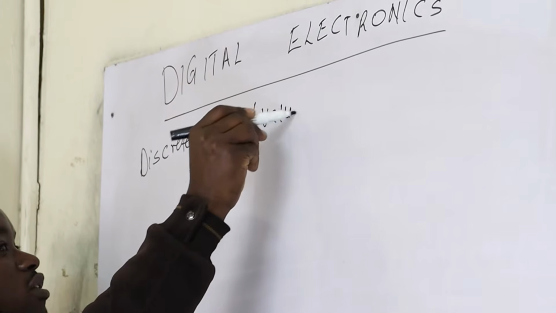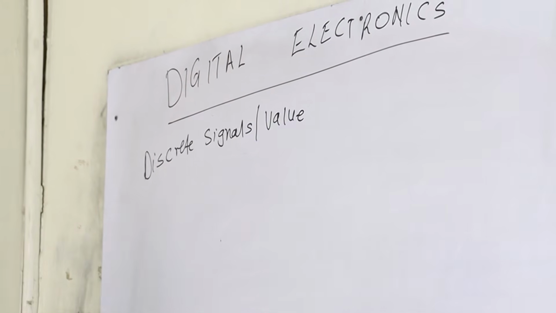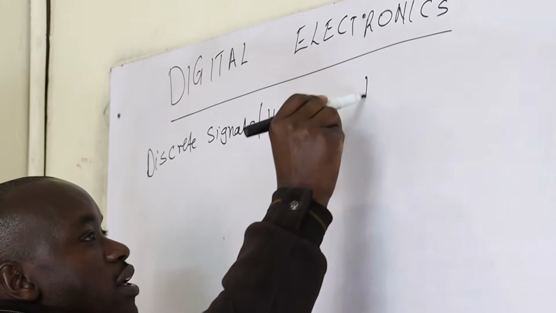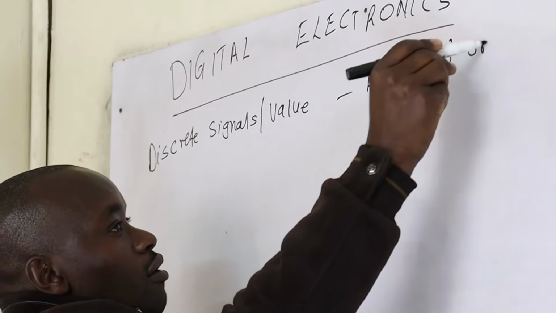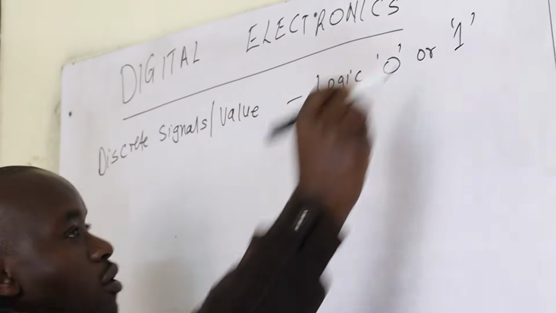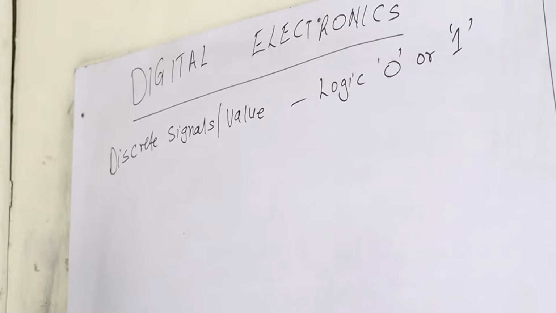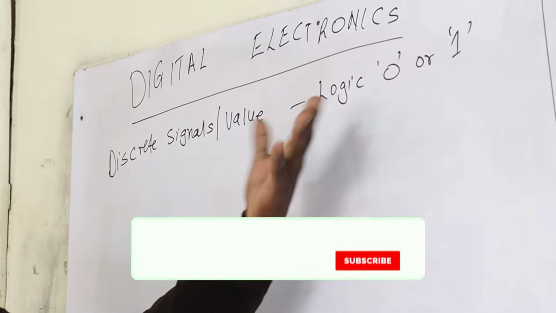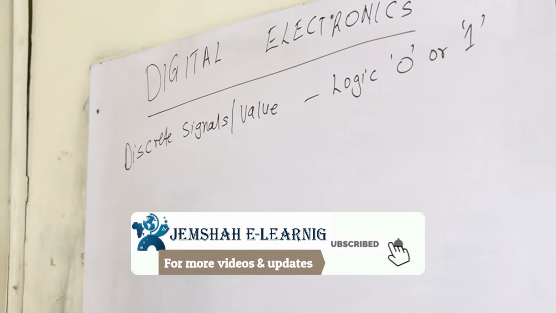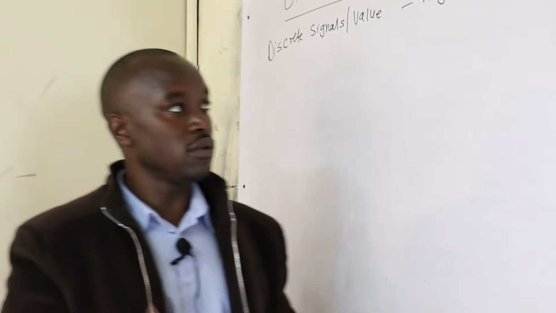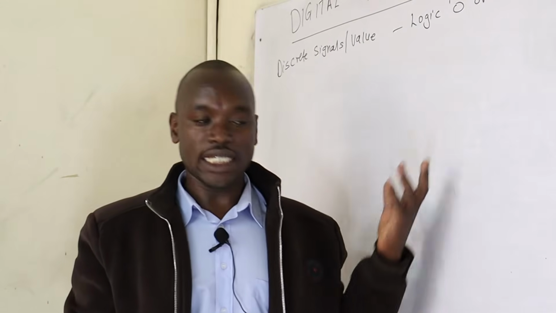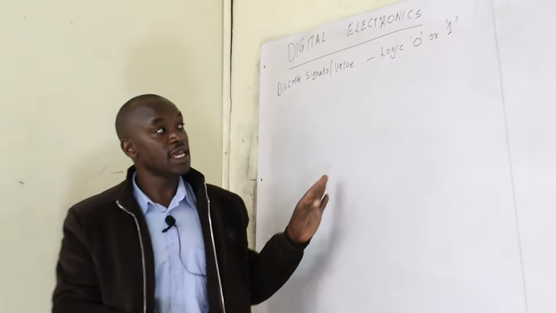A discrete value means it is either at logic 0 or logic 1. So a signal has been converted from analog to these values, zeros and ones. Why do we do this? One reason is that most systems which are available are digital in nature, while most signals are analog.